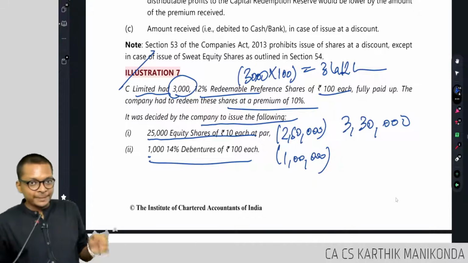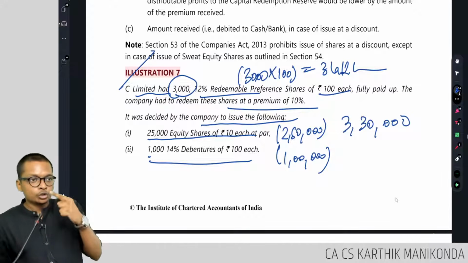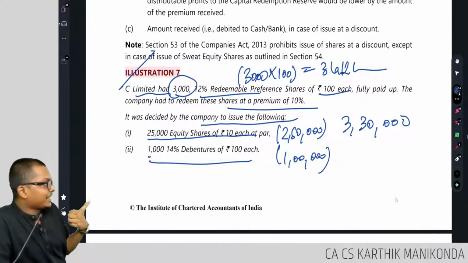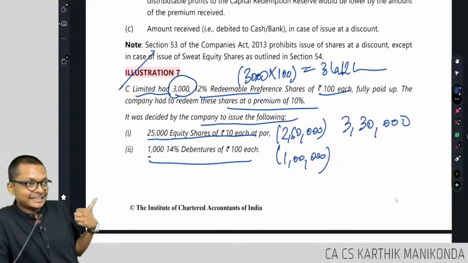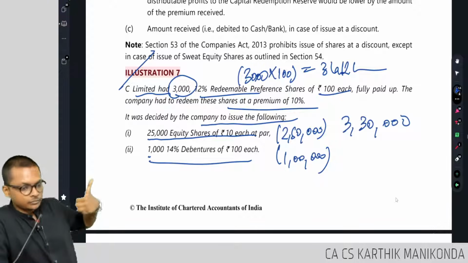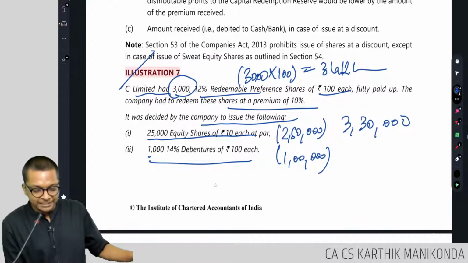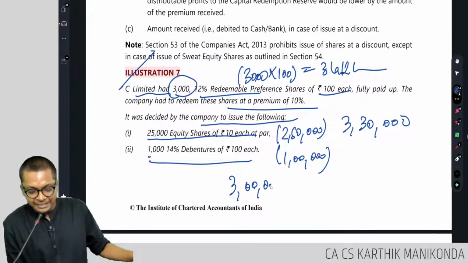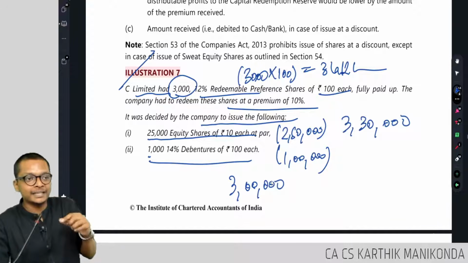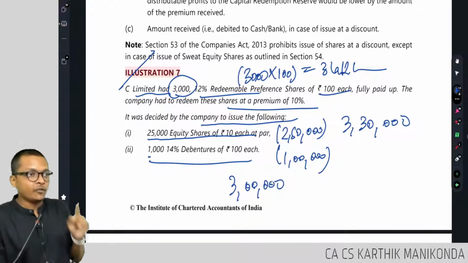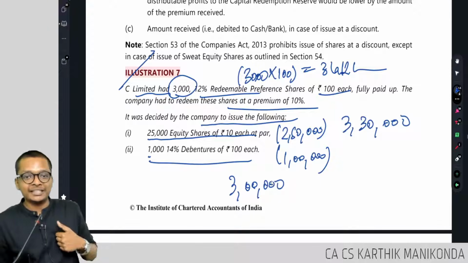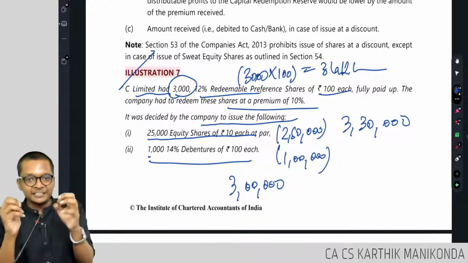Premium. That means entry 3 also will come. So entry 4 also will come. Should I transfer to CRR here? Yes. You are repaying how much? Preference shares repaid how much, guys? 3 lakh 30. But I told take only face value. For the purpose of CRR, take only what, guys? Face value. Logic I will explain by the end of this sum.